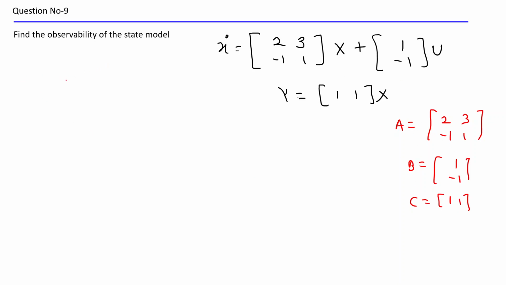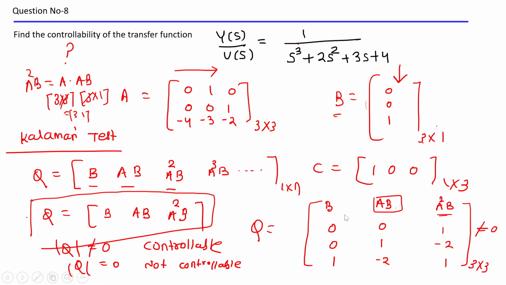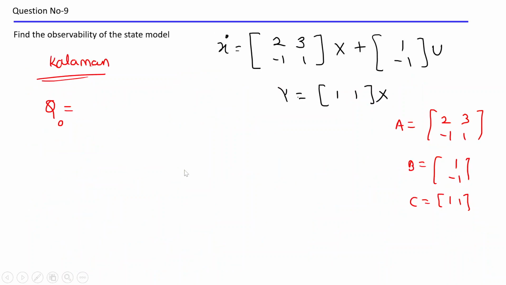Then for observability you have to again perform the Kalman test. But here the equation is something like this. Here I am saying Q observability. You have to form a matrix like that. How to form a matrix like that? The previous one was a row vector. See, this is a row vector: B, AB, A square B you have to find out. This is called QC, used for controllability. But now you have to form a column vector like that.